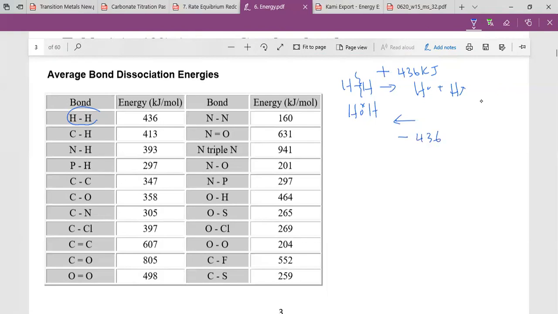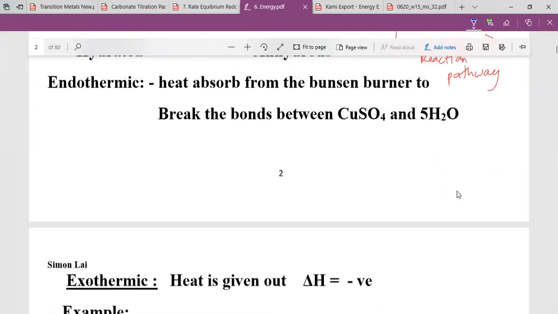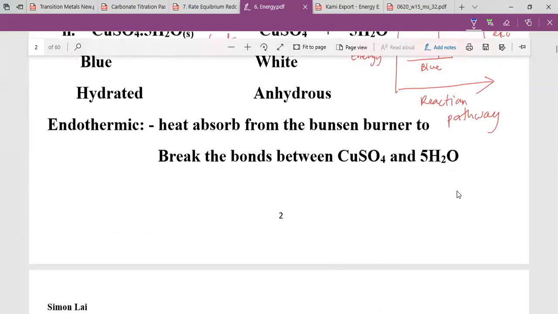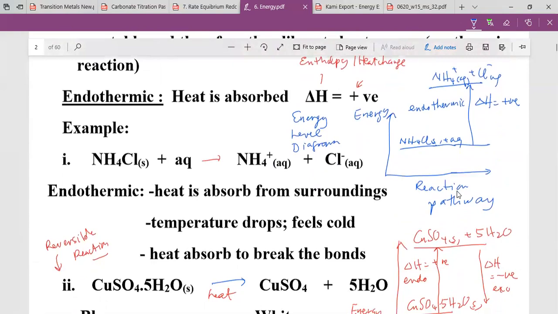So breaking the bond is endothermic. Forming the bond is exothermic. That's quite simple, isn't it? So you must remember that. Now there are a few reactions which you have done in the class.